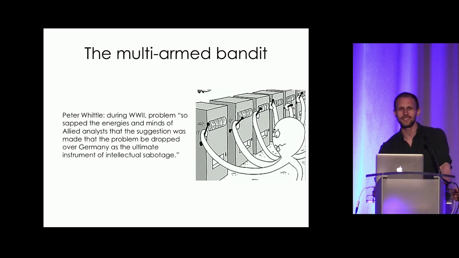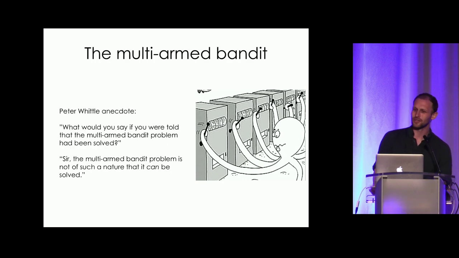Now, just a little anecdotal aside, the mathematician Peter Whittle quipped that during World War II, the problem so sapped the energies and minds of Allied analysts that the suggestion was made that the problem be dropped over Germany as the ultimate instrument of intellectual sabotage, right? So it gives you a flavor of the problem that we're dealing with. Peter Whittle goes on to recount a conversation he had with a very eminent colleague, and he told his colleague, what would you say if you were told that the multi-armed bandit problem had been solved? And his colleague said, sir, the multi-armed bandit problem is not of such a nature that it can be solved.